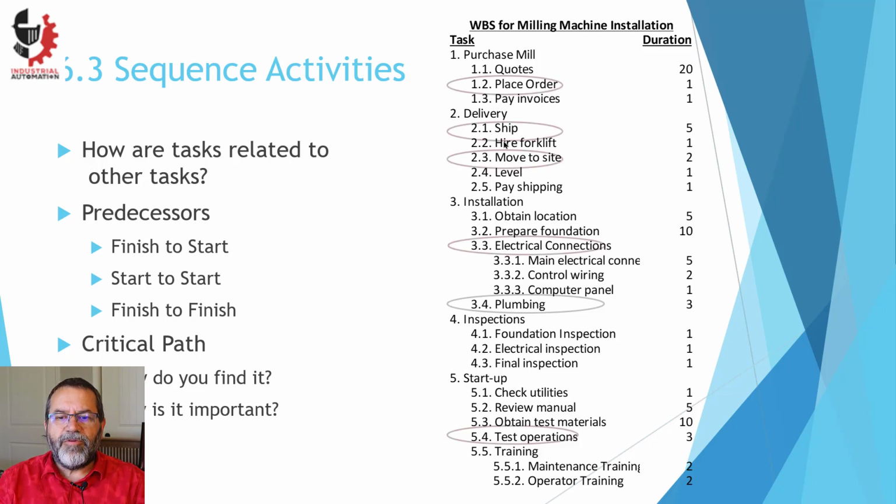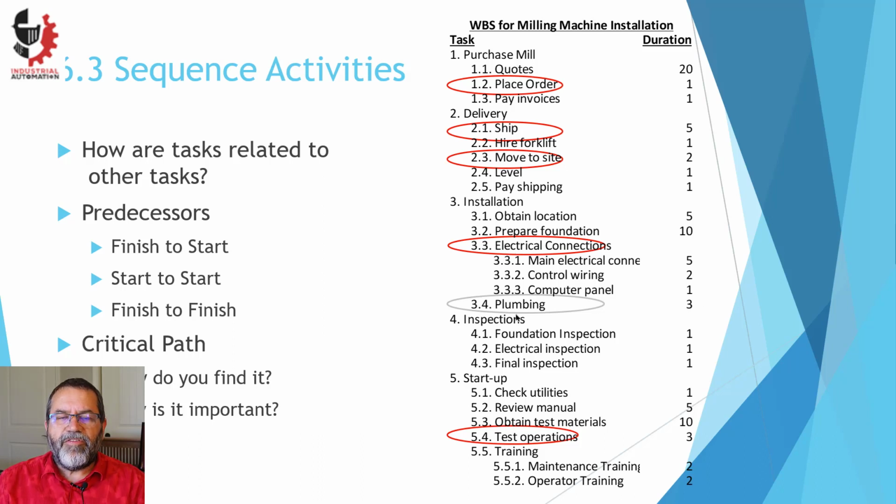Now, if we look a little more detailed at this, you'll see the ones that are in red, that's a critical path. And this one here, plumbing, is not part of the critical path. That's because electrical and plumbing are done concurrently, and we can see that electrical connections, that's 5 days, and 2 and 1 for some other electrical things. So we have 8 days of activities here. In plumbing, we only have 3 days of activity.